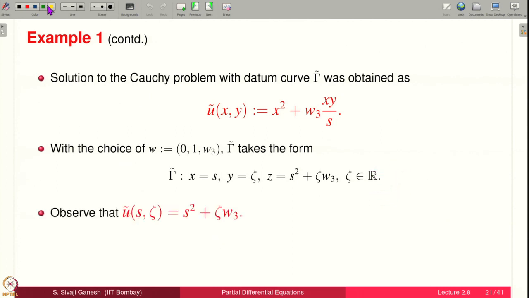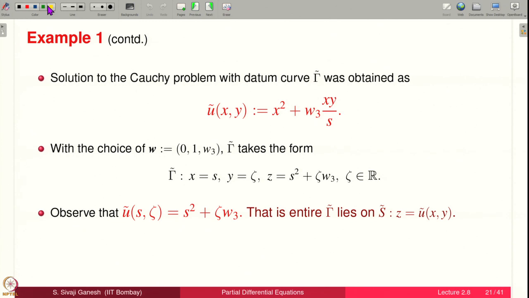Observe that u tilde of (s, zeta), that is, substitute x equal to s and y equal to zeta, you get s square plus zeta W3. But what is s square plus zeta W3? It is this, the z coordinate. What are s and zeta? They are the x and y coordinates respectively. It means that the entire gamma tilde lies on the surface S tilde.